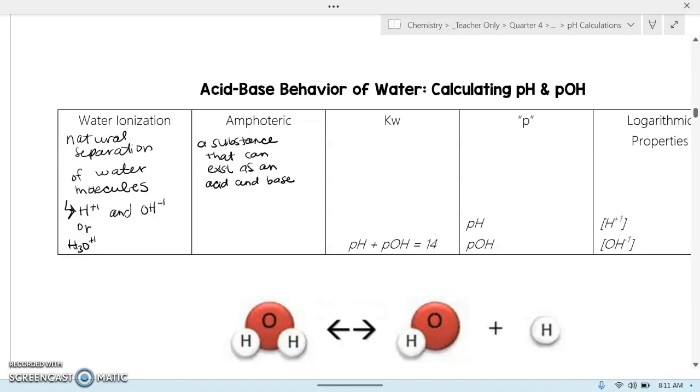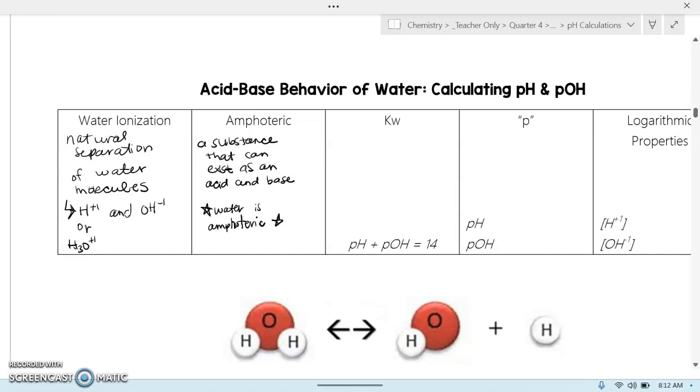This is based on the Bronsted-Lowry definition. Acids are donors of hydrogen, they have to have the H, and bases are acceptors of the hydrogen in a reaction. So any substance that can be both is amphoteric, and water is. It just depends on my levels of OH and H as well. Okay.